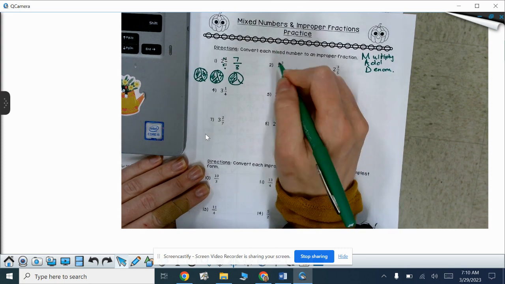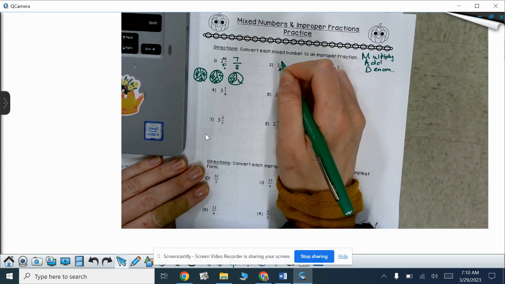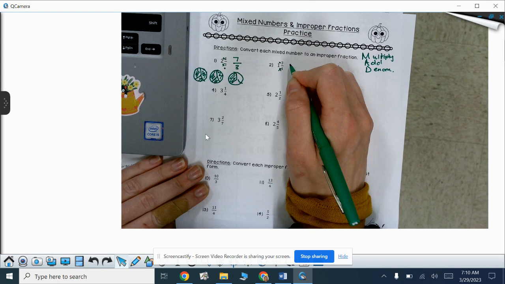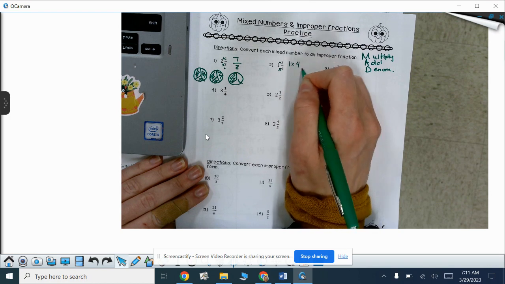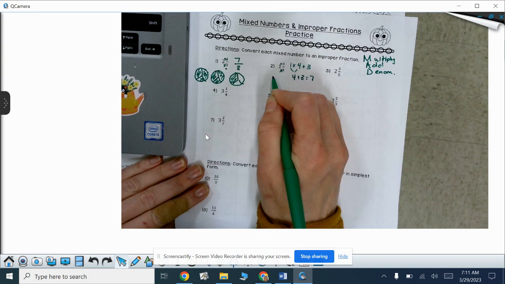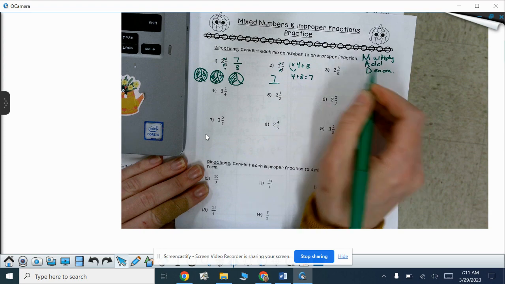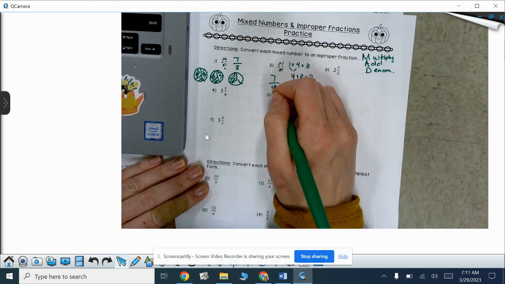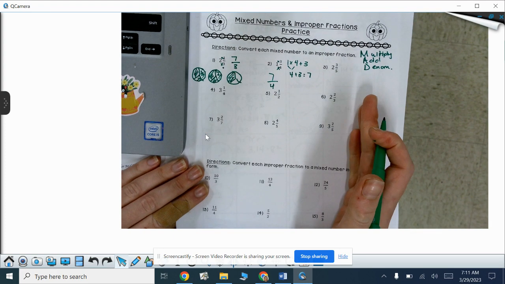Let's do another one. 1 times 4 plus 3. 1 times 4 is 4. Plus 3 is 7. And now I keep my denominator, 4. Continue onward the same way.